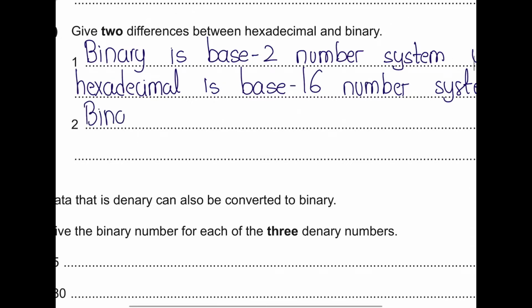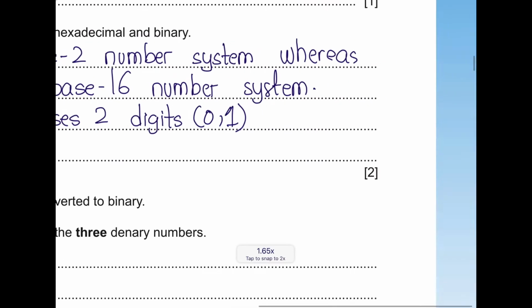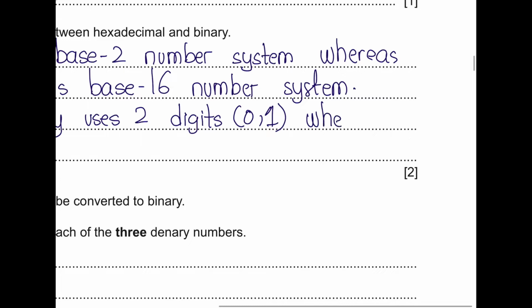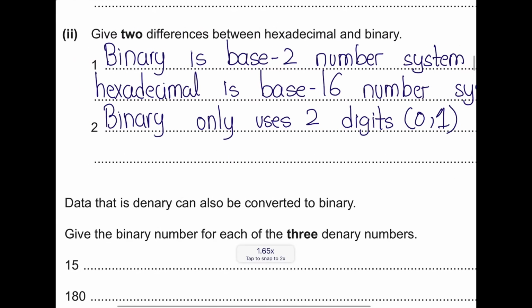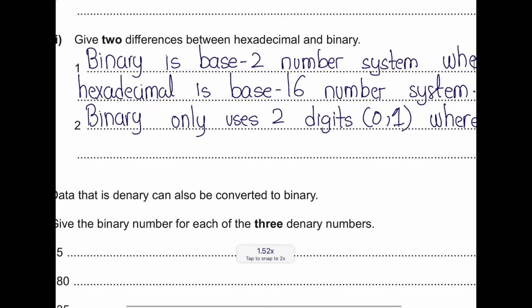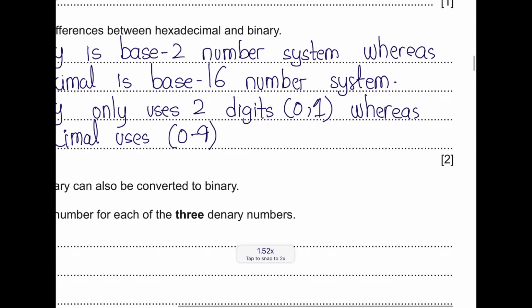Binary only uses two digits. And what are the two digits? That are basically 0 and 1. Whereas hexadecimal uses 0 to 9, which makes 10 digits, and the remaining are A to F in capital, making 16.